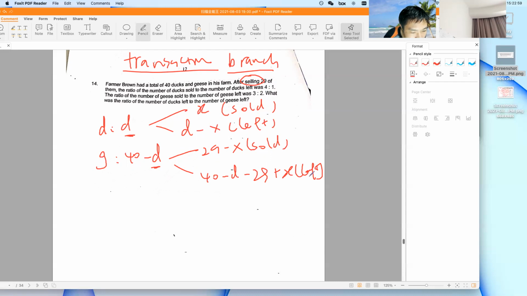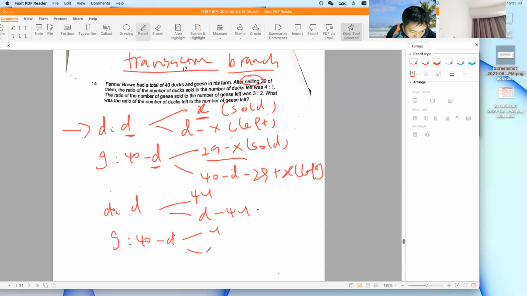And the ratio of the number of ducks sold, which is this, compared to this is 4 to 1. In fact, I could have used this, but after reading the question, I realized it's better for me to do it this way. Let me show you. This is for U, and then this is curving U, because they say the ratio is 4 to 1. So then for U, this is U. So I'm going to get this.